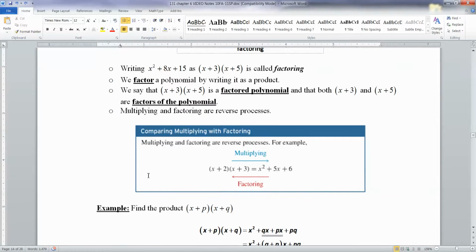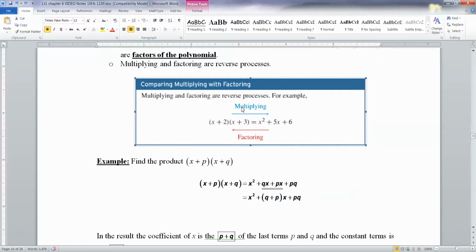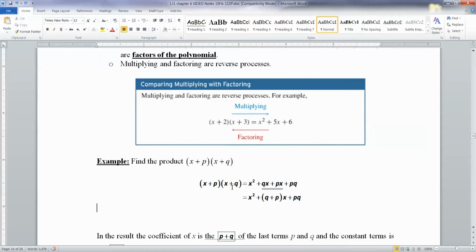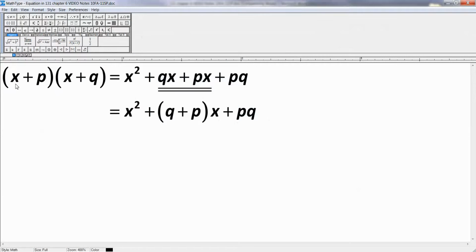Now, that's what this box says, by the way, just exactly what I just wrote. That when you multiply, that's multiplying, distributing, FOIL, and then when you go backwards, that's factoring. Now I have a little example in here. Let me throw this one up. So I have x plus p times x plus q. Now we all know, hopefully, that that's x squared plus qx, there's your outers, plus px plus pq.